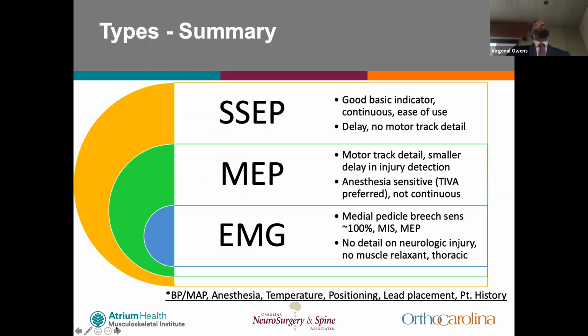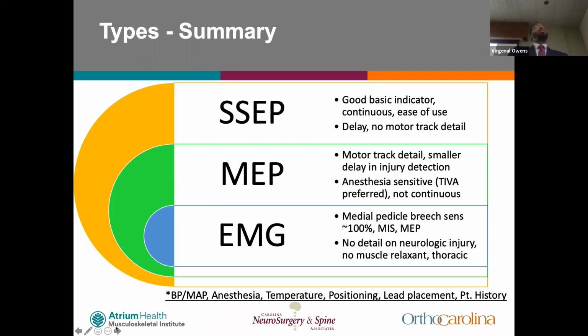This is just a quick summary. So SSEP is a good basic indicator. It's continuous, easy to use, but it has a delay and it doesn't give you any motor track. MEP gives you motor track, smaller delay in injury detection, very anesthesia sensitive, not continuous. EMG, medial pedicle wall breach is almost 100%. It's great with minimally invasive surgeries, and you can use it easily with MEP. Doesn't give you any actual idea on neurologic injury, and the thoracic level is less sensitive.